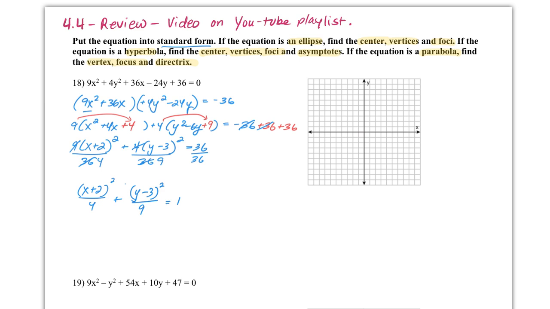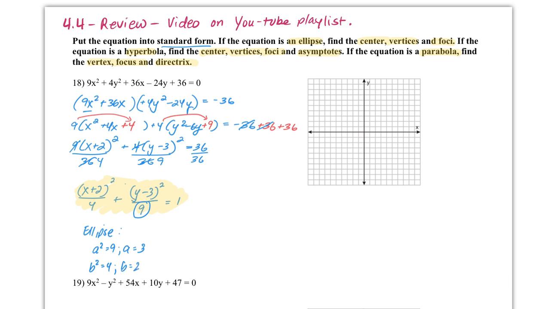Now that I see the equation, this is kind of what I was trying to get to. I'm able to see, oh, it's an addition problem. So if it's an addition problem, I know it's an ellipse. And now I know all the rules of the ellipse. I know that a squared is the larger number, so a squared equals 9. That means a equals 3. I know that b squared equals 4. That means b equals 2.